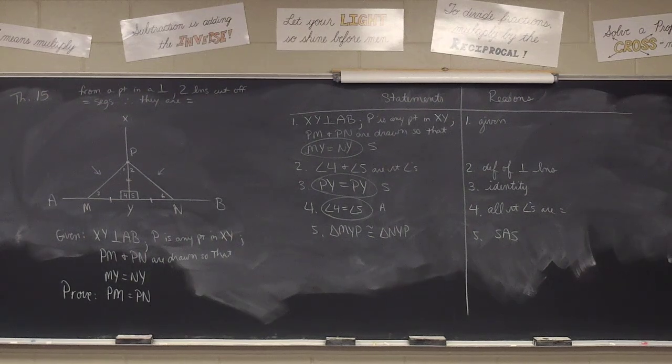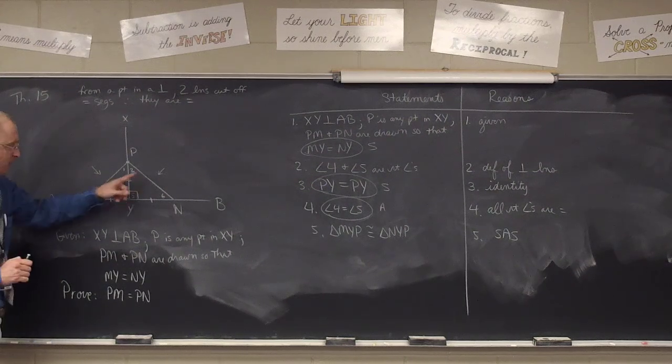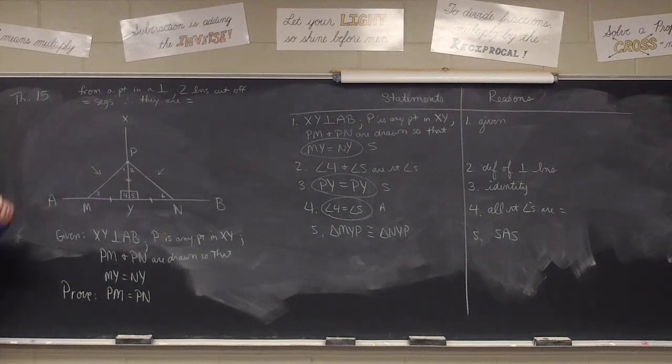So would it be PMY or PNY? Wait, no, it would... no. What are we trying to prove again, Lana? That they're equal. What are equal? PM and PN, PM and PN. And how do we say we wanted to get those two lines equal? Like congruent triangles or something. Well, I've got congruent triangles.